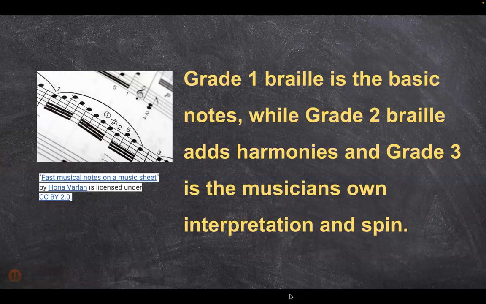And grade 3 Braille is the musician's own interpretation and spin. So when you think of a really experienced musician playing a song, they might add all kinds of extras to it to make it their own. And grade 3 Braille is just a shorthand where the person substitutes a single character for a whole letter or groups of letters.